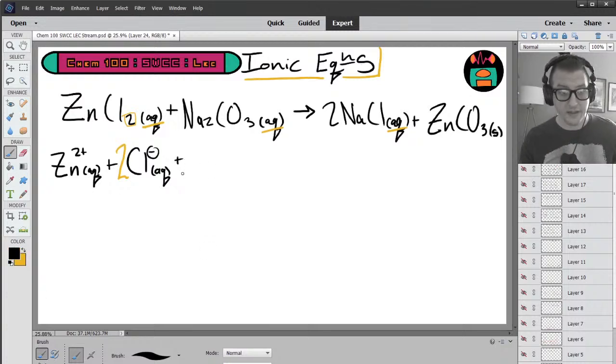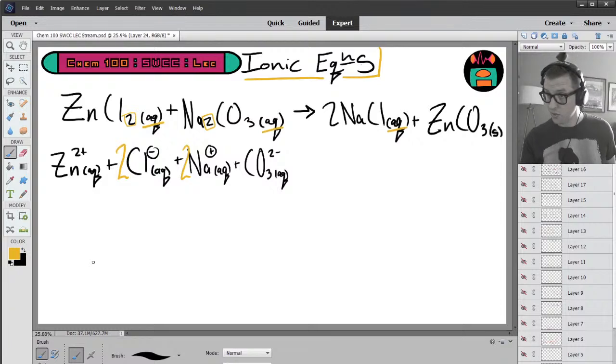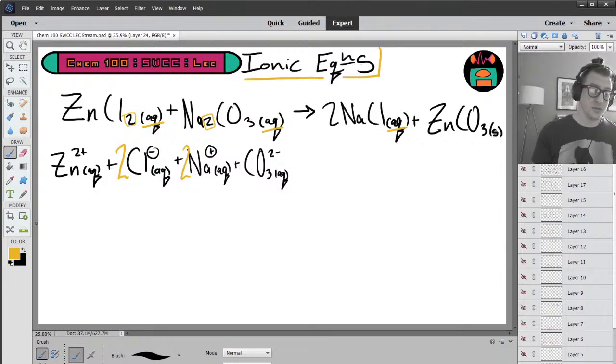You'll see the same thing in this next compound. We have aqueous sodium cations, and we have carbonate anions. There's another polyatomic. Now, because we have two sodium cations in a molecule of sodium carbonate, we have to write a 2 in front of our sodium because there are 2 of those cations floating in the solution.